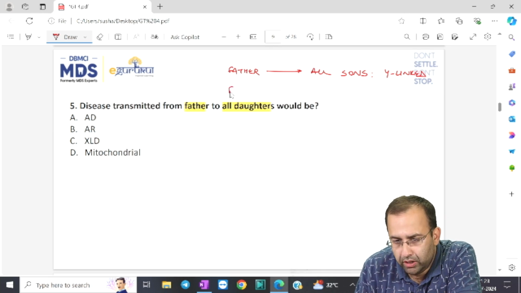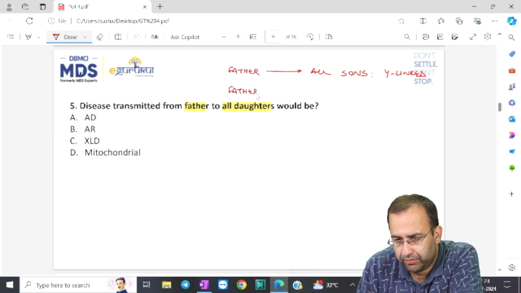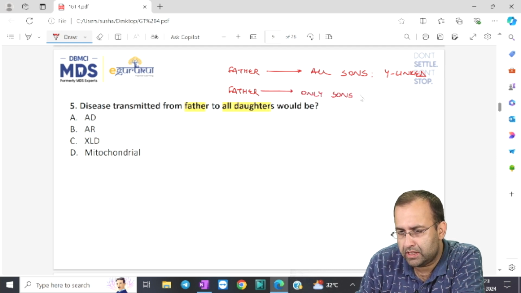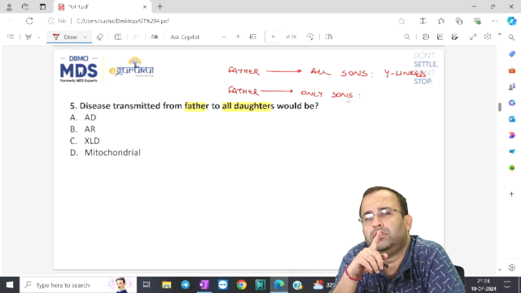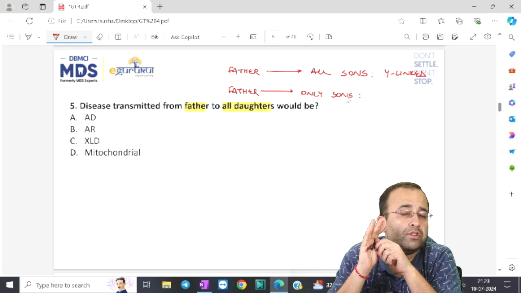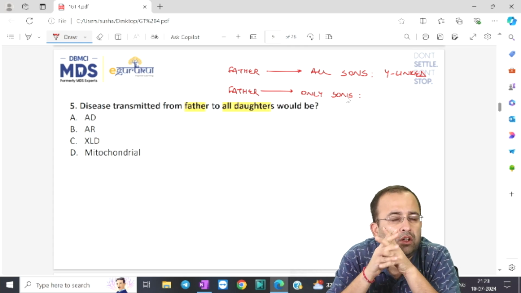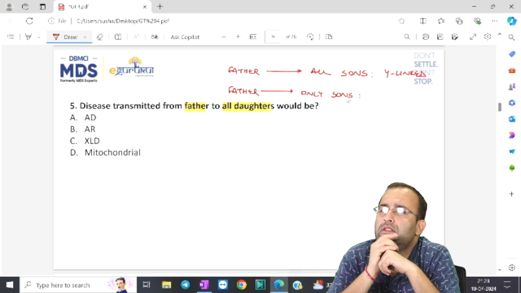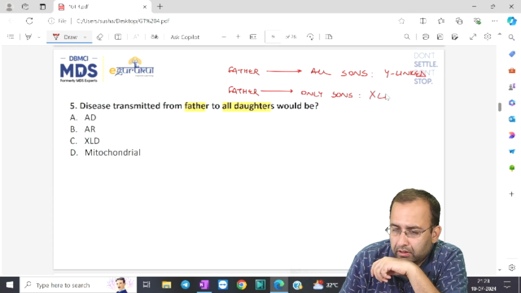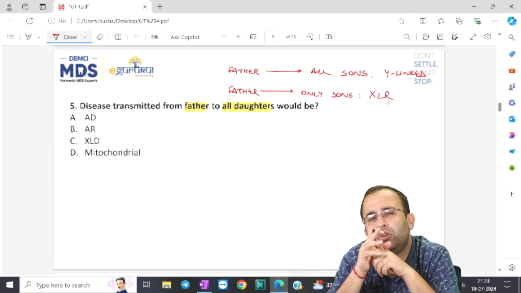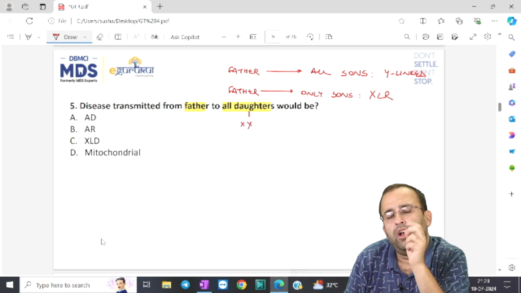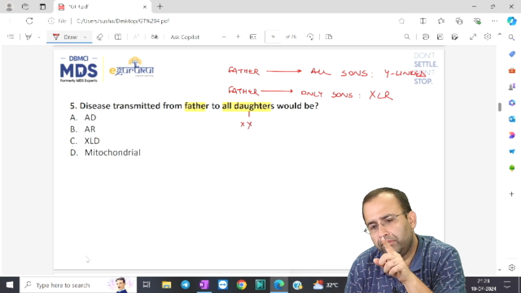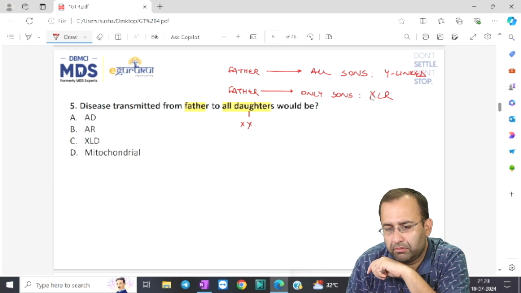If it is going from father to only sons, not all sons, all are not affected, but only sons are affected, no daughter. See the language of the question. The language of the question is very important. From father to only sons. But in that case, it is X-linked recessive. Daughter will not be affected. Daughters are XX. Father gave X chromosome.